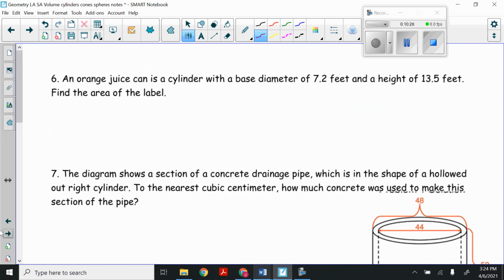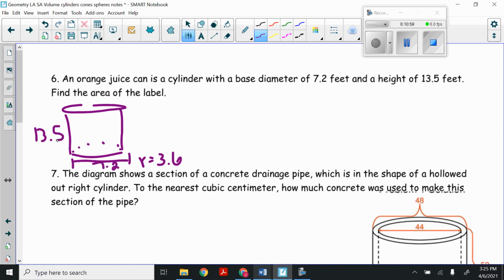So number 6, an orange juice can is a cylinder with a base diameter of 7.2 feet and a height of 13.5 feet. Find the area of the label. So they didn't tell us what type of area we have to find. We have to figure that out. Okay, so we have a cylinder. Diameter of 7.2. So that means that my radius, if I cut that in half, is 3.6. The height is 13.5. We want to find the area of the label.